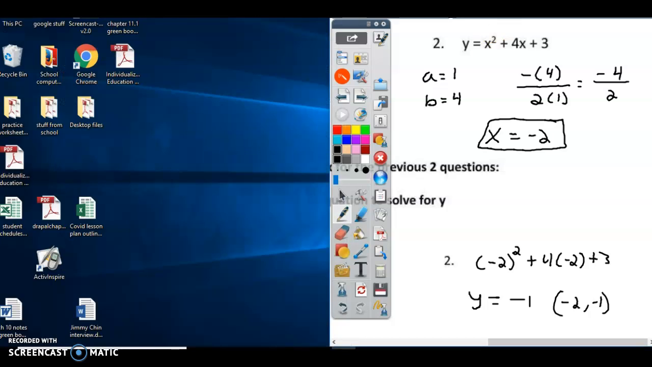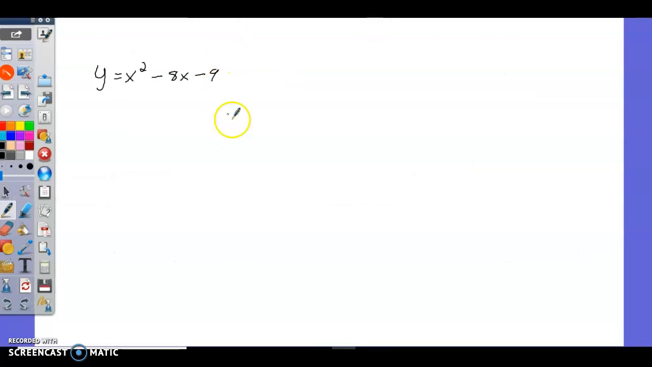All right. Let's do one more problem just to practice. So again, you are going to find the vertex of this problem. We're going to use negative b over 2a to start our problem. So the first thing is to identify your a and your b. In this case, my a is 1. My b equals negative 8.